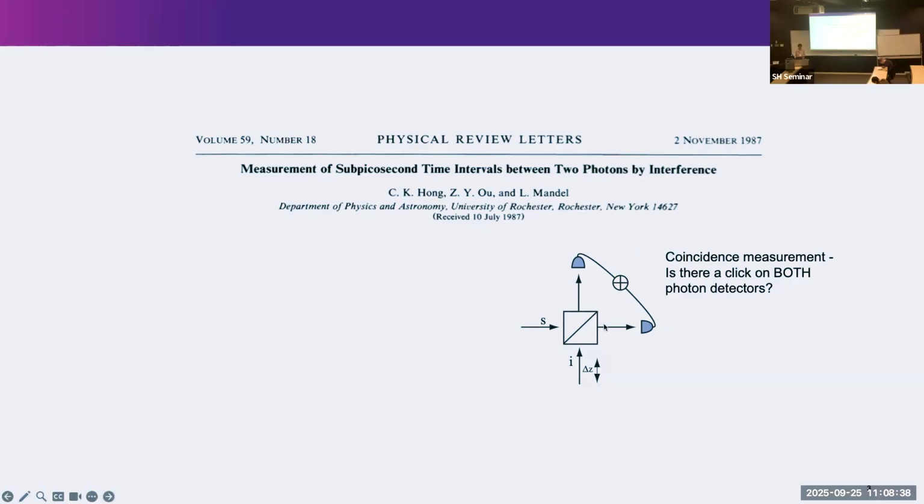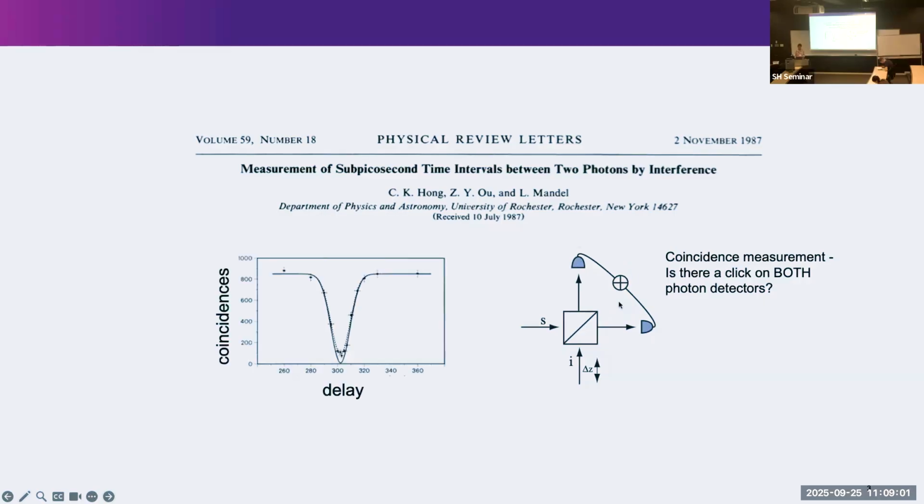So the experiment is you have indistinguishable photons, but you're changing the time delay of one photon. So they're not arriving at the same time. And then there will be a time when they will arrive at the same time, and there you will see the bunching behavior. So this is a coincidence count. If I'm going to plot that, a coincidence count, you're just asking yourself, is there a click on both detectors? Okay, so the signature Hong-Ou-Mandel dip is this.